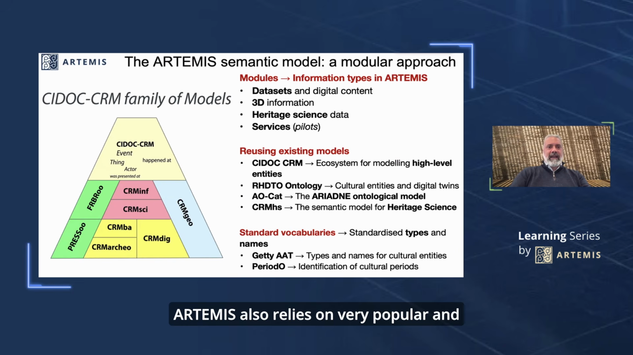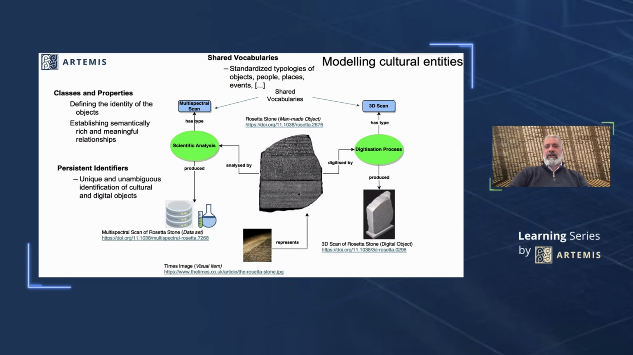Artemis also relies on very popular and well-attested shared vocabularies to provide additional levels of standardization to the information and to make them more interoperable in this sense. For example, the Getty Art and Architecture Thesaurus, the AAT, is used to define types of cultural objects, and the Periodo GeoGazetteer is used for the unambiguous identification of cultural periods.